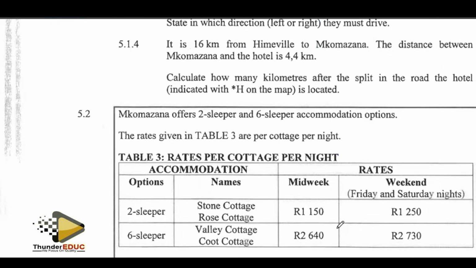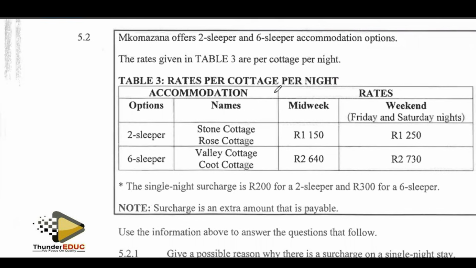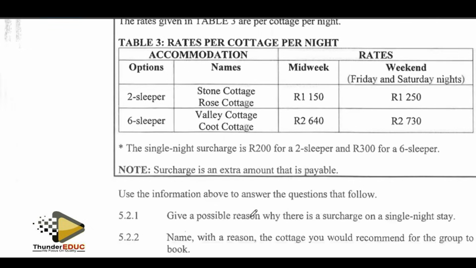All right, let's look at question number 5.2. You look at the table clearly and you analyze it. Owner offers 2 sleepers and 6 sleepers accommodation. Give a possible reason why there is a surge on a single night stay. You can say generate more income in one night.